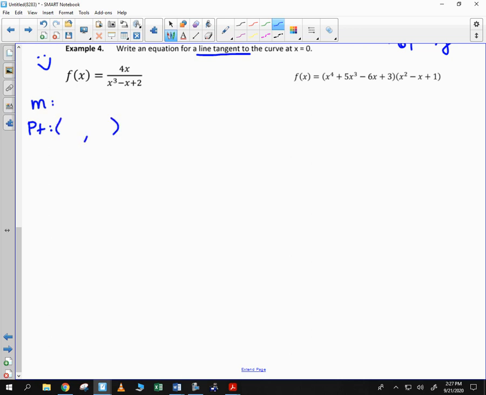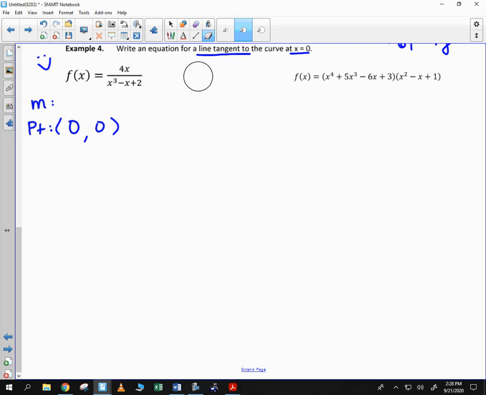These are challenging problems for a lot of people, so I encourage you to take your time and lean in and really focus. We know that it's tangent at the point x is equal to 0. I need a y value. In order to produce the y value, I will plug 0 in. And when I do, I get 4 times 0, which is 0. And I get 0 minus 0 plus 2, which is 2. So 0, 0 is our point. It goes through the origin.